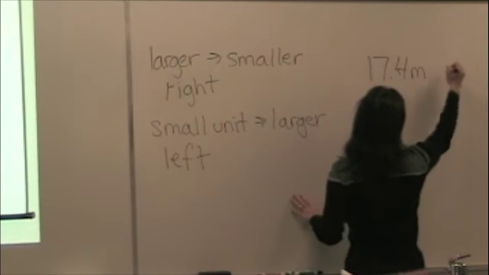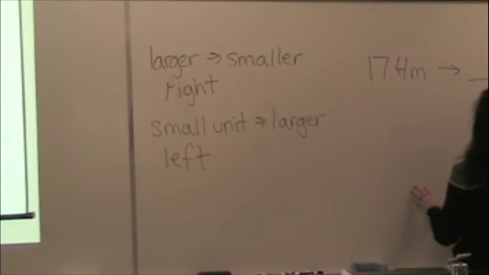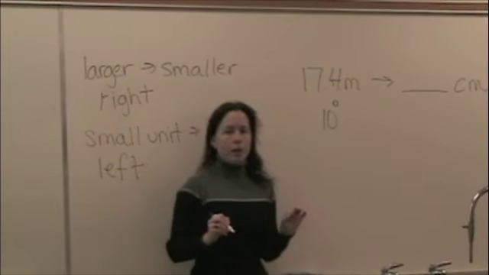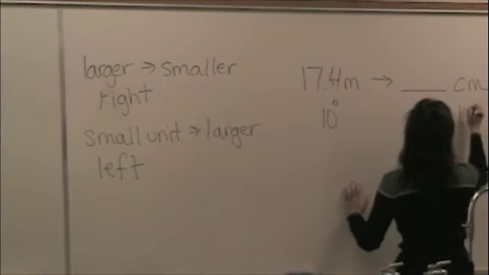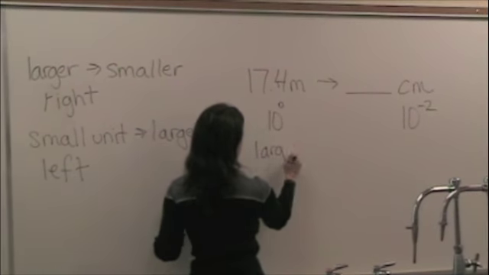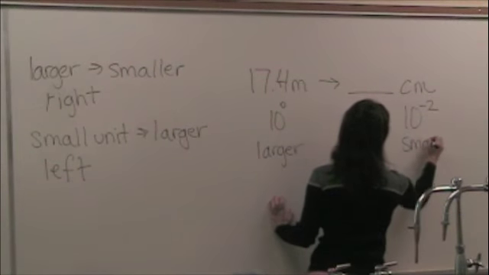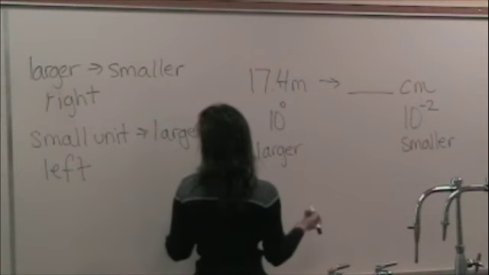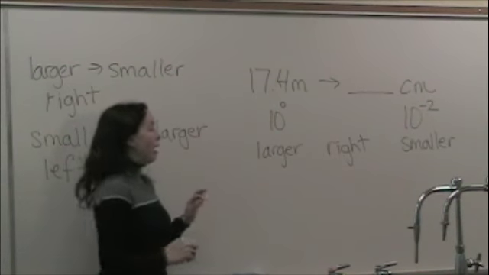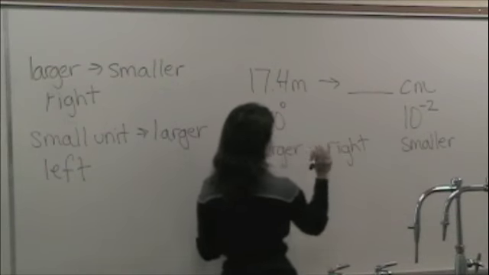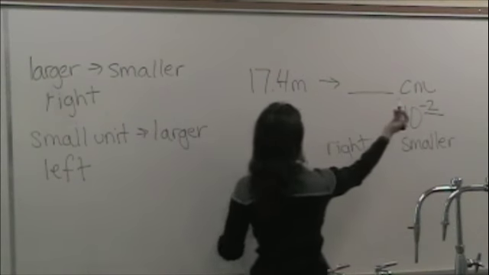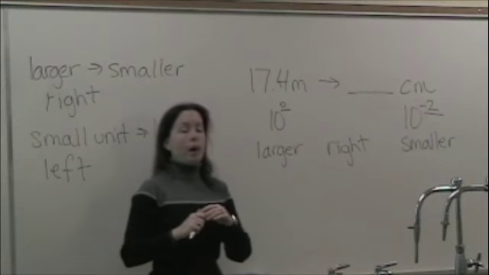17.4 meters, and we're converting that into centimeters. So meters is the same thing as 10 to the 0 power, that's our base unit. Centimeters is the same thing as 10 to the negative 2. So I'm going from a larger unit to a smaller unit. So I'm going to move my decimal point to the right. How many places am I going to move it? I figure that out by subtracting my powers of 10. Okay, so the difference between 10 to the 0 and 10 to the negative 2 is a power of 2.